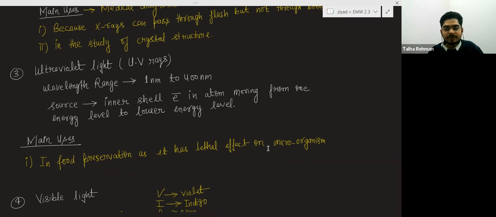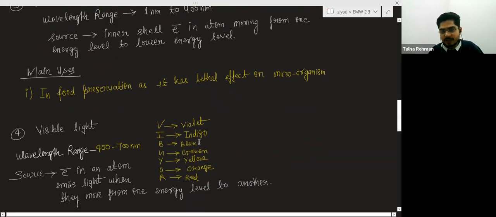And after that, we have the visible light. Visible light is violet, indigo, blue, green, yellow, orange, red. Visible light is produced when electrons in an atom emit light as they move from one energy level to another. So this is the source.